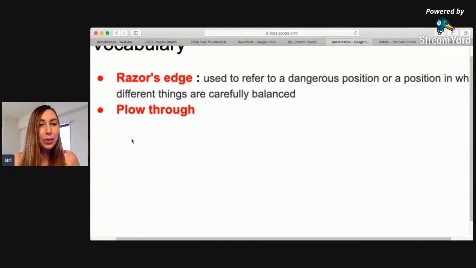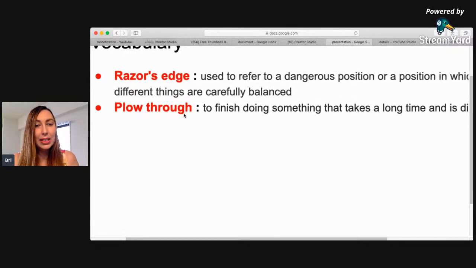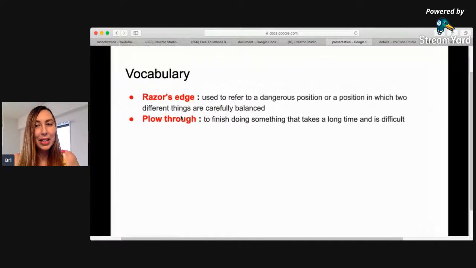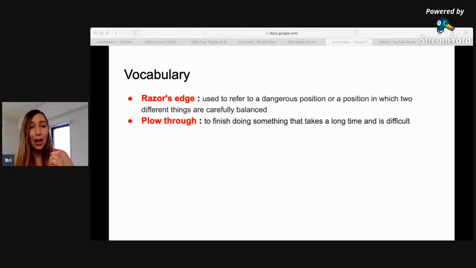So plow through. We have plow through here. Plow through means, let's see. Now they don't fit on the screen. Okay, plow through: to finish doing something that takes a long time and is difficult. So, for example, plow through your homework. I have to plow through my homework.